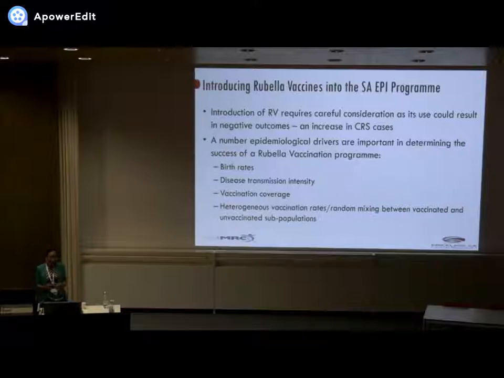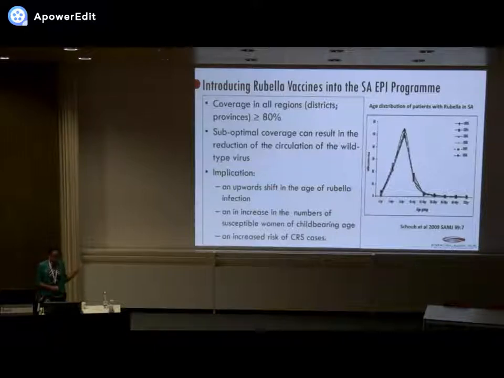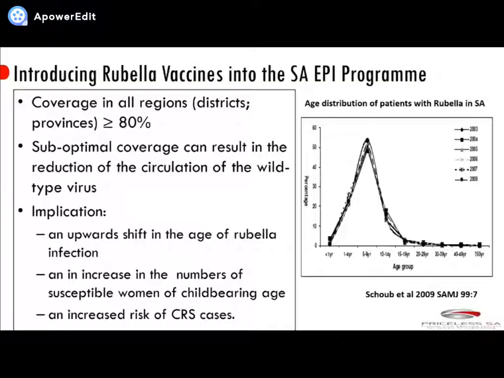A paradoxical increase in the cases of CRS has been observed where the conditions haven't been set right at the start. The key epidemiological drivers that determine the success of a rubella vaccination program are these four factors listed here: birth rate, the disease transmission intensity, vaccination coverage, and the extent of random mixing between subpopulations within the society. So take the example of coverage, for example.